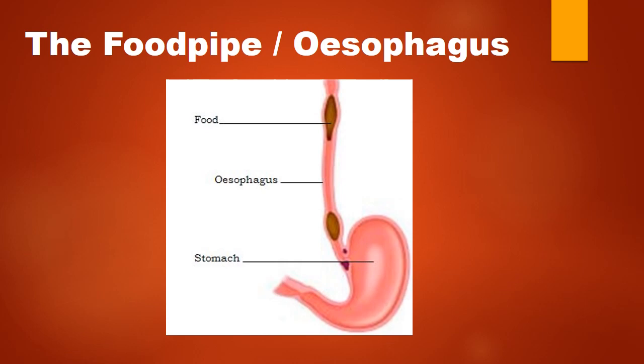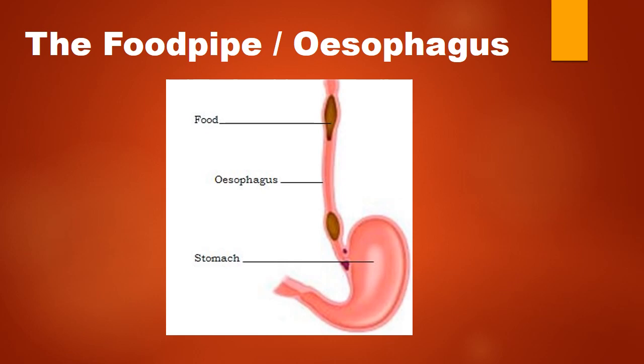The food pipe or esophagus. After the buccal cavity, the food which is swallowed passes into the food pipe or esophagus. Now look into the diagram. Can you see a tube-like structure which is called esophagus? Bag-like structure is called the stomach. And can you see the food running into the tube-like structure? The food pipe runs along the neck and the chest.